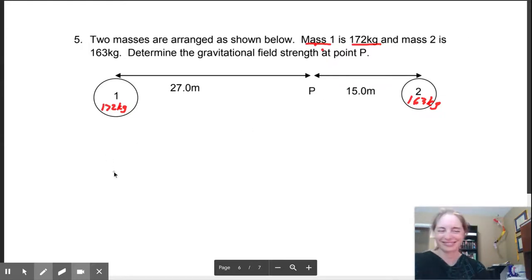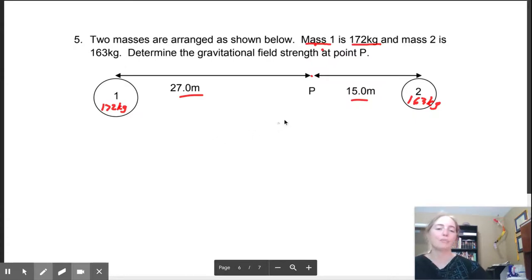Maybe? All right. So ladies and gentlemen, we have our two masses and we've got our two radii here. And we need to determine what the gravitational field strength at point P is. Now, this idea is going to come up next year in Physics 30 with electric fields and magnetic fields. So be aware of that one. So this is an important skill.